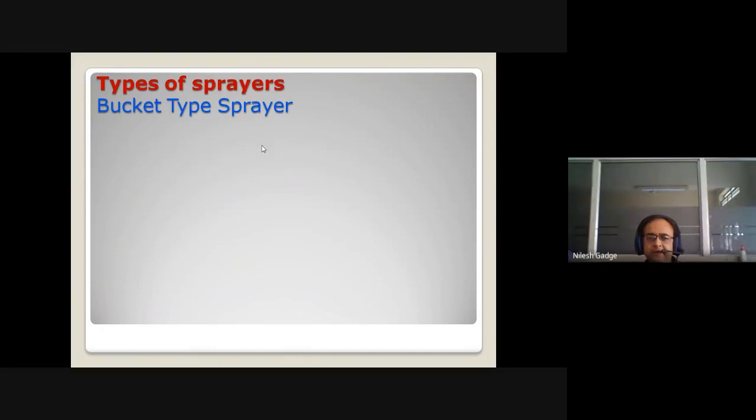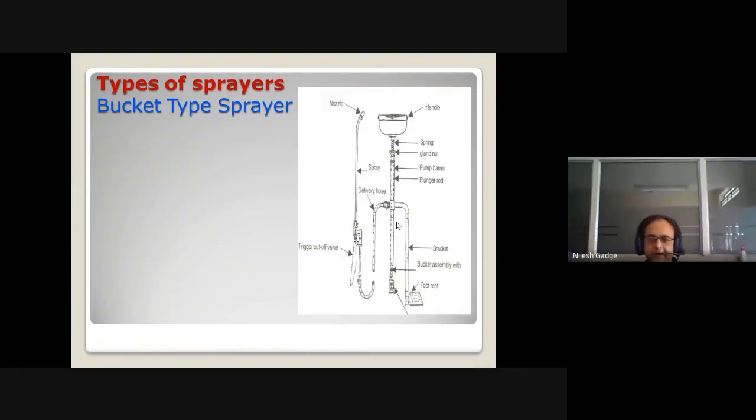There are different types of sprayers, like the bucket type sprayer. This is the figure of the bucket type sprayer. See, this valve is also called the trigger cutoff valve. I have already shown you this valve. This is the trigger cutoff valve.